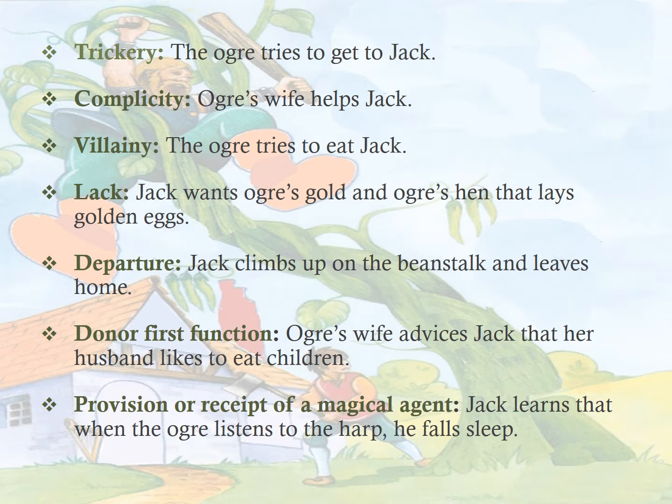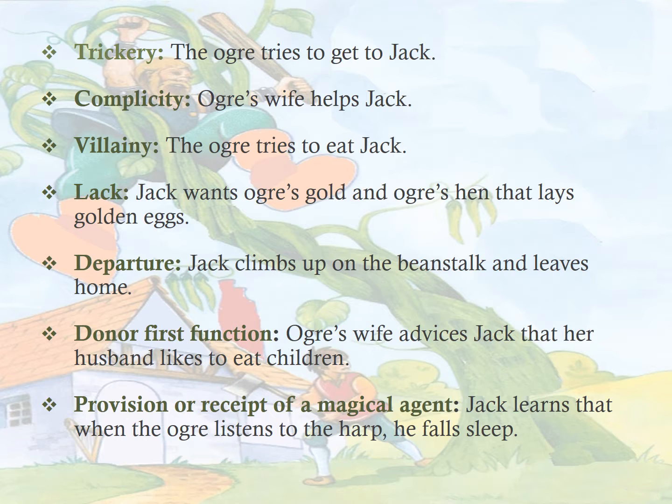Trickery, the ogre tries to get to Jack. A complicity, the ogre's wife helps Jack. A villainy, the ogre tries to eat Jack. A lack, Jack wants the ogre's gold and the ogre's hen that lays gold eggs. Also, there's a function of departure. Jack climbs up the beanstalk and leaves home.